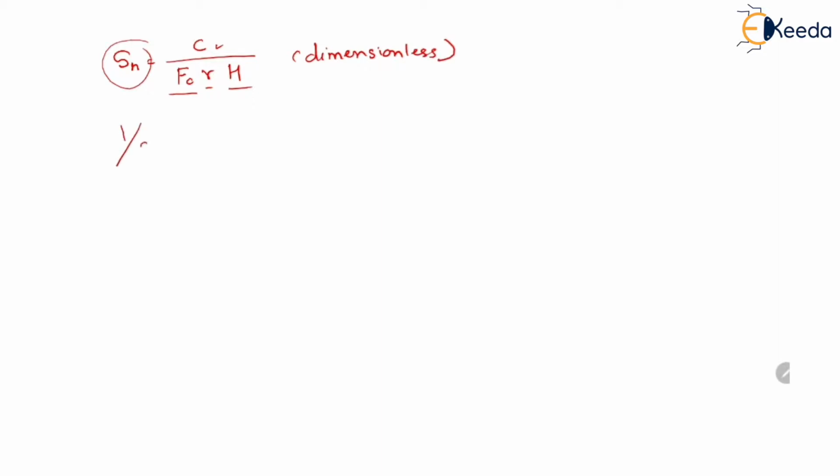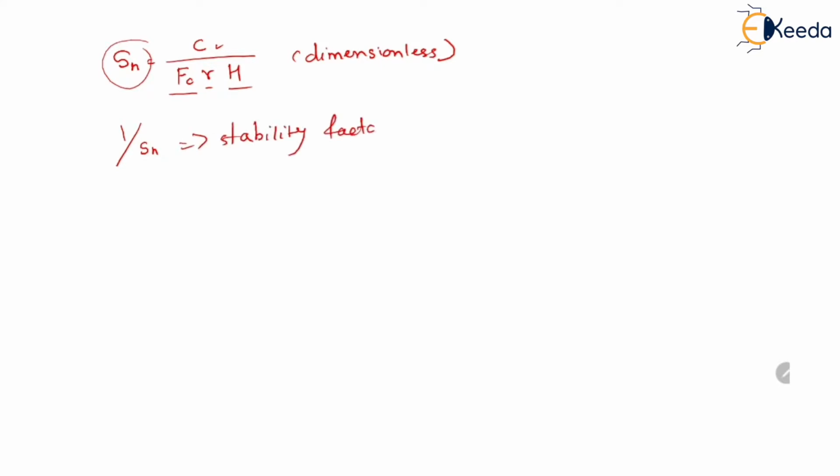The stability number is defined as Sn equal to C upon Fc gamma h. Here C is the cohesion intercept, Fc is the factor of safety with respect to cohesion, gamma is the density of soil, and h is the height of the slope. This stability number is a dimensionless quantity.